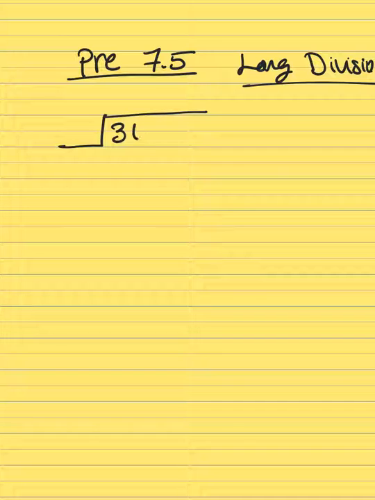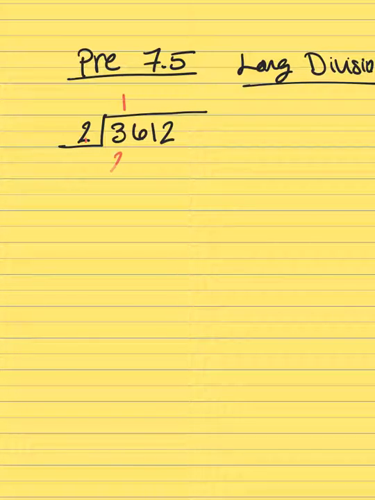Let's see. So we did 3,612 divided by, I don't know, let's start easy. Divide by 2. We're going to do this with long division. So, first thing we did, we said, how many times does 2 go into 3? Well, 2 goes into 3 once. So we put a 1 above the 3. And then we do 1 times 2. 1 times 2 is 2. We would subtract 3 minus 2 is 1, and then we'd bring down the 6, and that becomes 16.